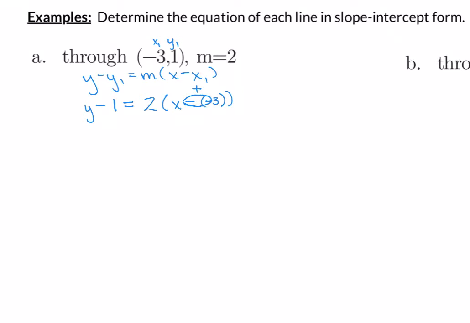Okay, so then from there, we said that we want to solve for y. So I'm going to distribute to clear my parentheses. We get 2 times x is 2x. We get 2 times positive 3 is plus 6. Last thing we want to do in order to get y by itself is get rid of the minus 1. To get rid of minus 1, we add 1 to both sides. So our final answer is y equals 2x plus 7. So that's our base case.